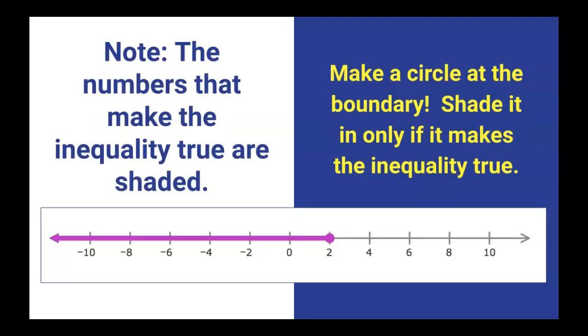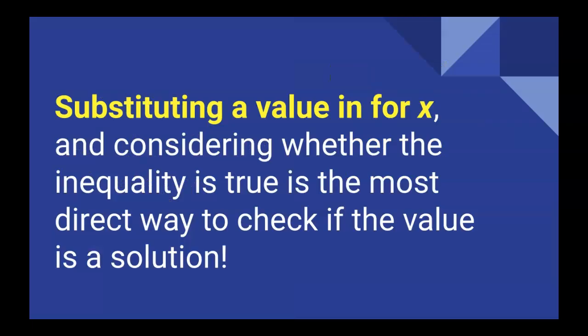So when you're graphing inequalities like this, x is less than or equal to 2, I want you to note that the numbers that make the inequality true are shaded. And you're always going to make a circle at the boundary point. You're going to shade it in only if it makes the inequality true. All right, substituting a value in for x and considering whether the inequality is true is the most direct way to check if the value is a solution.